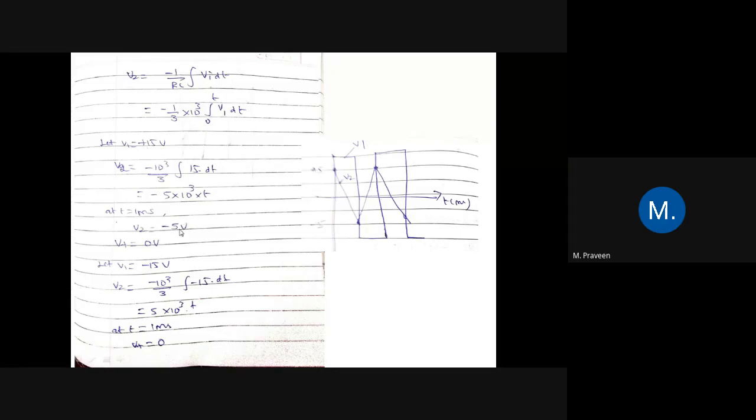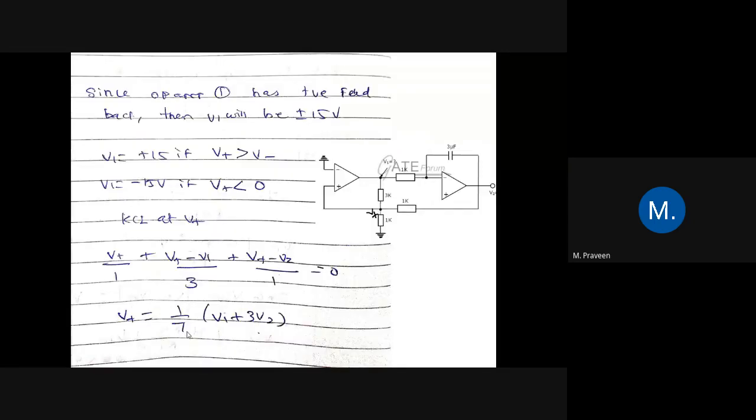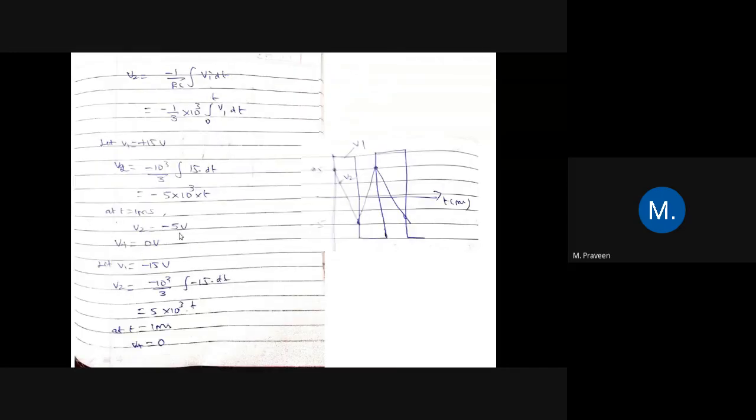V plus is not important, but we can also find it. We already got V plus as 1 divided by 7 into (V1 plus 3V2). If you substitute the values here, we get the V plus value as 0 volt.